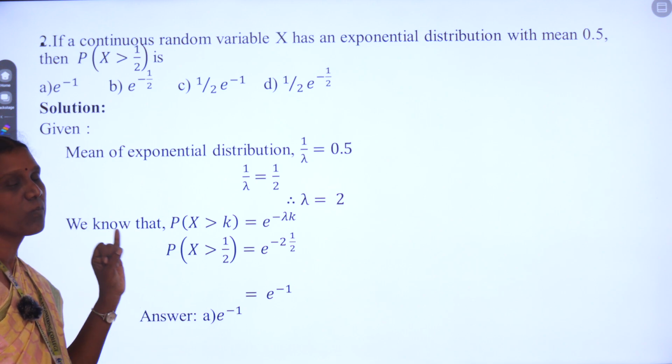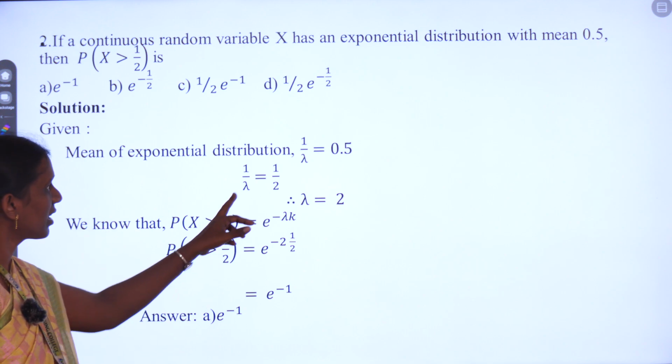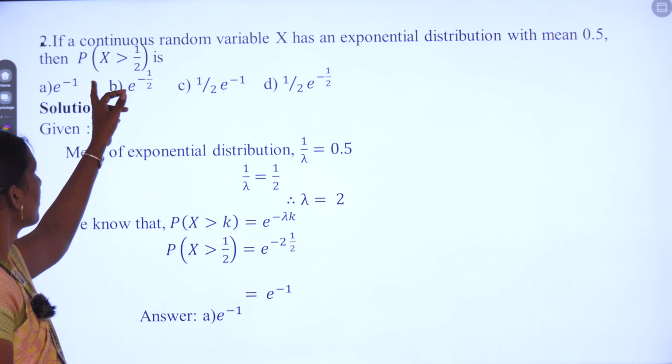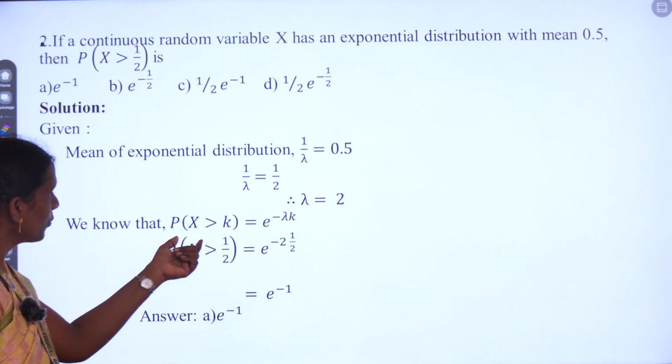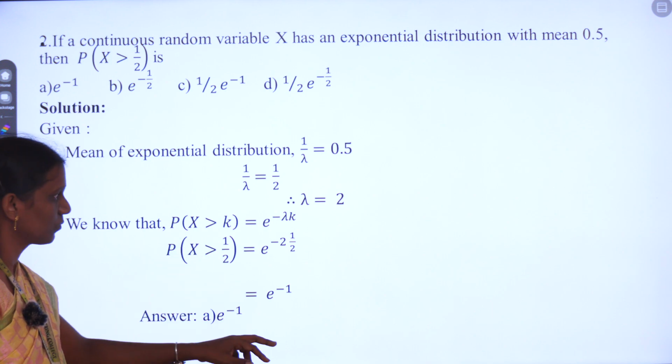So in this problem, we were given the mean, that is the 1 by lambda value, and we were asked to find the probability value. So in order to find the probability value, we have used this formula.